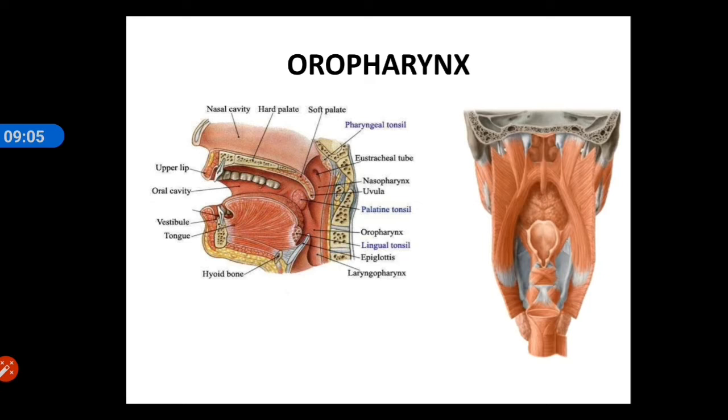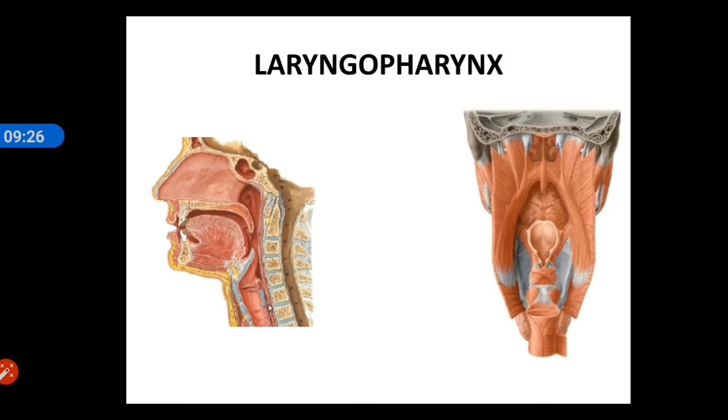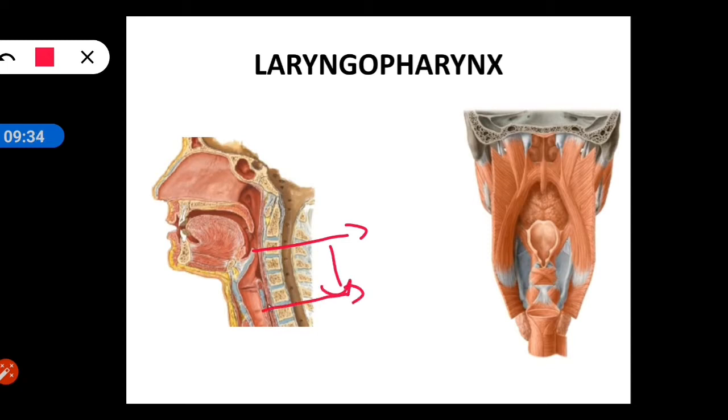Next we will see the laryngopharynx. The laryngopharynx is between the epiglottis and C6, or the lower border of the cricoid cartilage. So that is the laryngopharynx extent. The extent of the laryngopharynx is between the upper end of the epiglottis and C6, or the lower border of the cricoid cartilage. So that is the laryngopharynx. The pharynx communicates with the larynx via the laryngeal inlet.